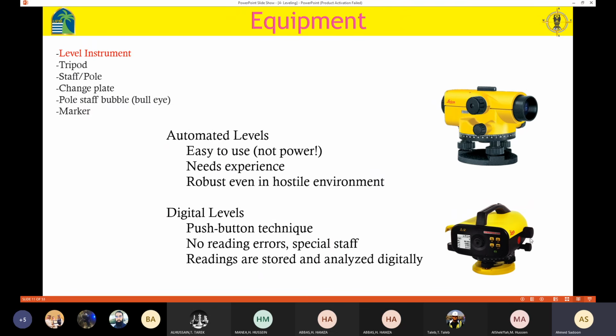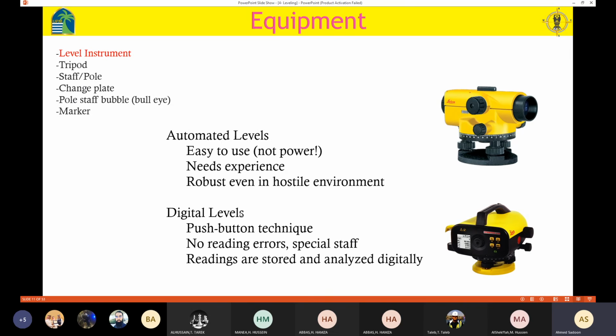You need to have a battery for the digital level. And also this one needs experience. So you need to have prior experience before using this one. And the good thing about the automated level is that it is robust even in a hostile environment. So even if you are working in bad weather, the performance of the automated level is going to be good.